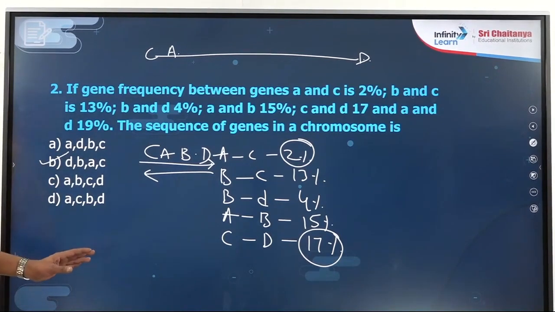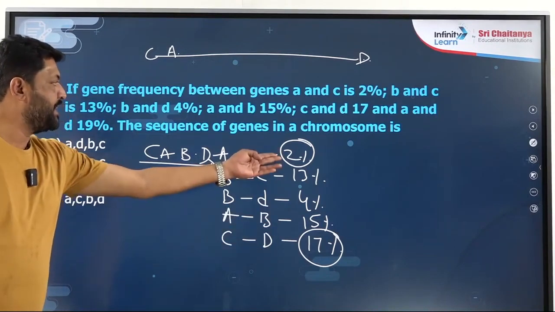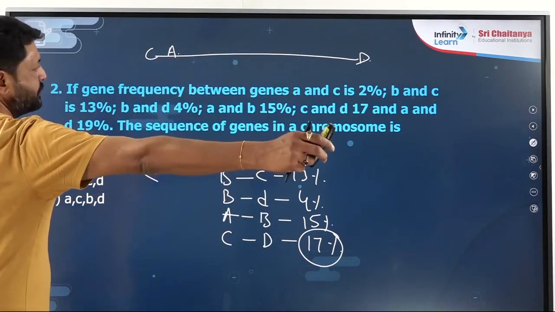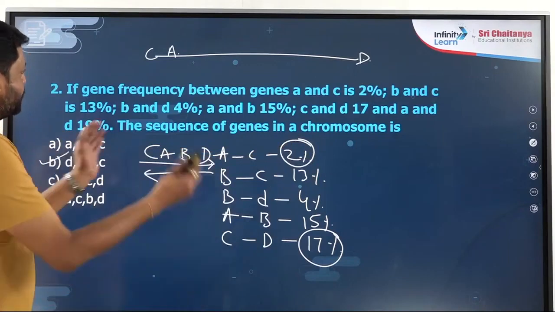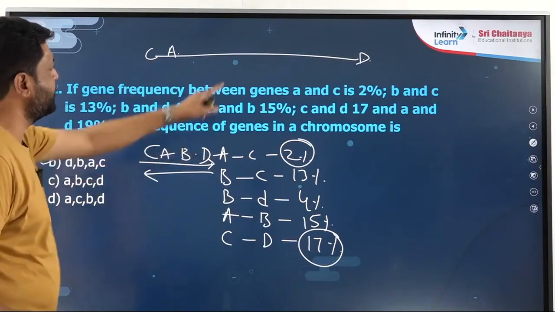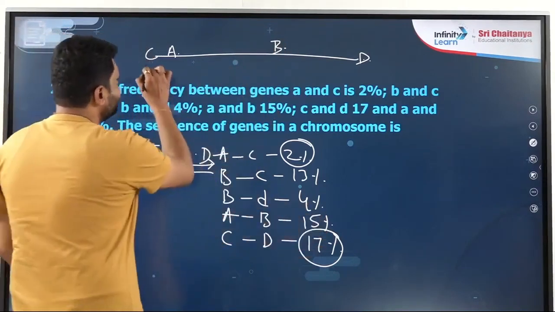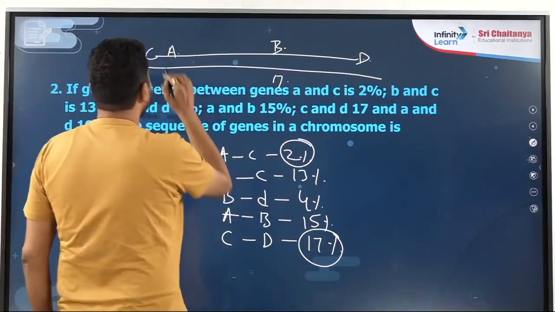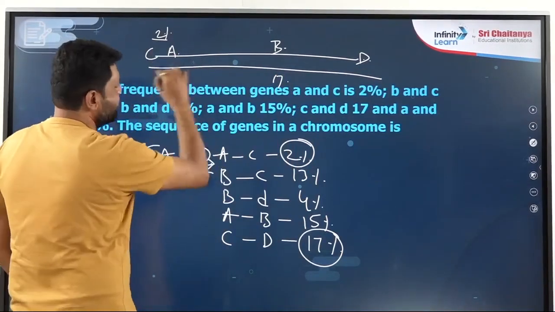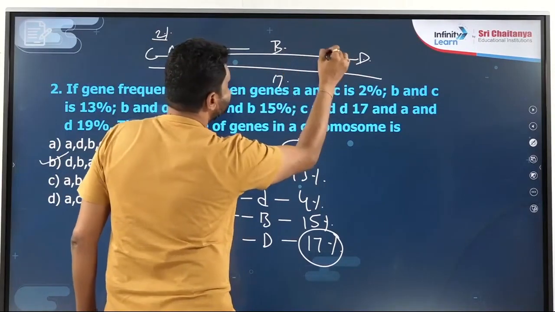Whenever such kind of question comes, you first observe what is the highest and what is the least. Put the highest at the top edges and put the least with one of the combination. So automatically the fourth letter will be located somewhere else, the B. Was it clear? Now I can justify: C and D 17 centimorgans, this is 2 centimorgans. A and B, what is given? It is 15 centimorgans, but you have to keep a certain distance.